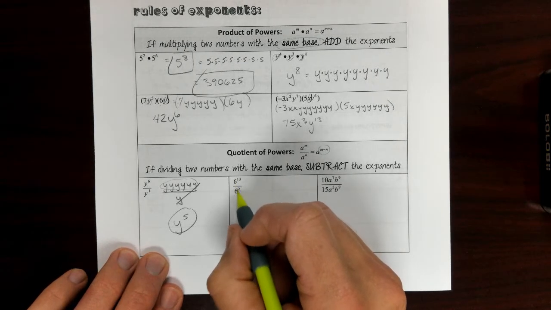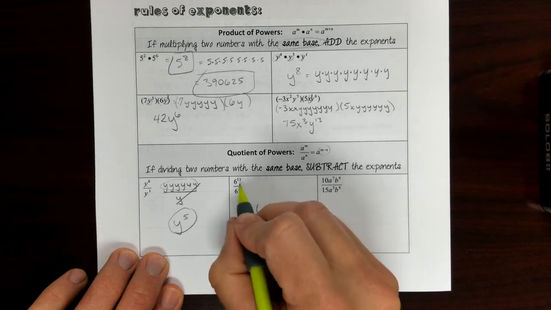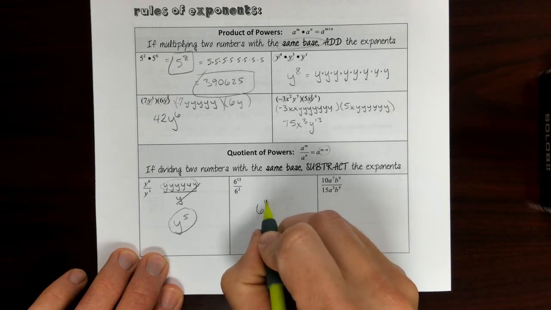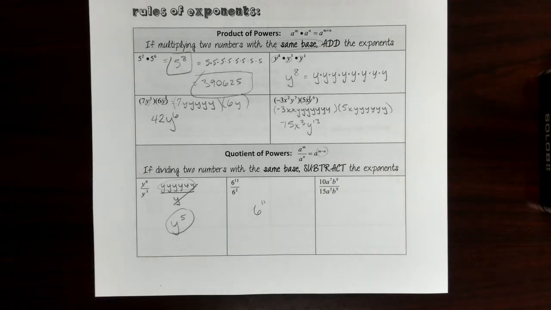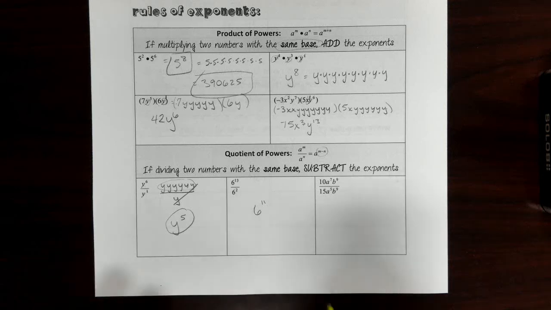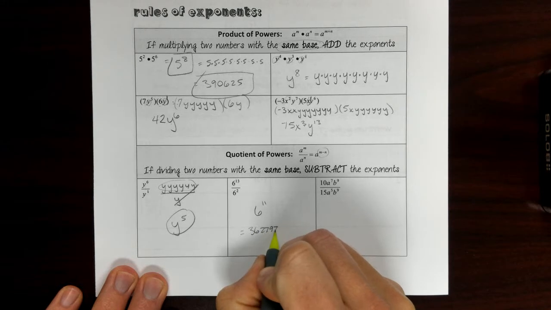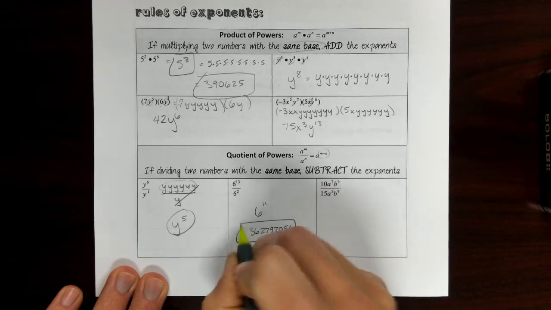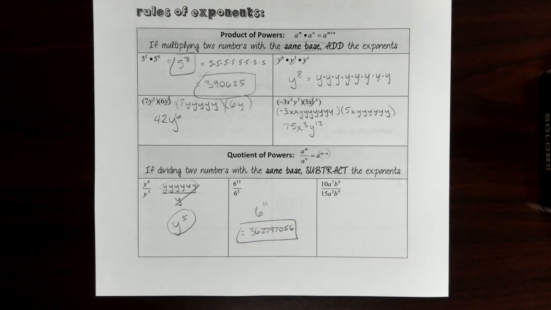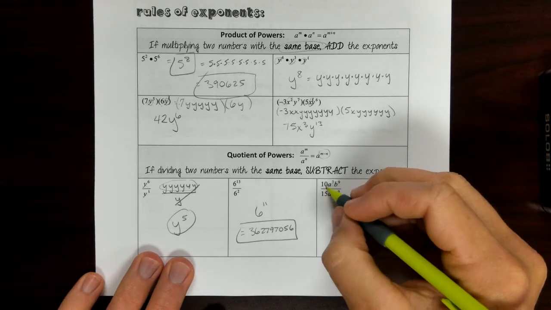Same thing here, right? I've got a number. The base is 6. 13 minus 2 is 6 to the 11th. Now, if you wanted to go ahead and make that a number, 6 to the 11th is equal to 362,797,056. Yeah, I just did that in my head. Just kidding. All right, look in here.